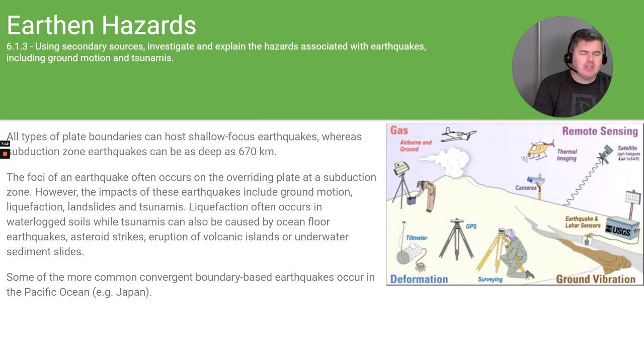Cameras, thermal imaging, and satellites are all great long-distance and remote viewing pieces of equipment. Earthquake and lahar sensors are great for detecting ground vibrations. So, we can't, at this point, predict if an earthquake is going to happen within the next month. We can, however, accurately gauge where it's occurring, or we can have an idea if a volcano is going to be erupting in the next few months or if it's becoming more active.